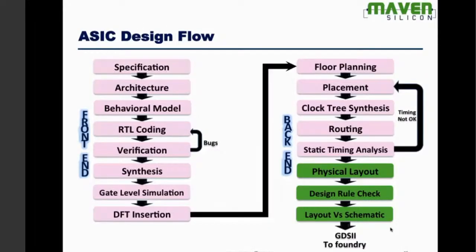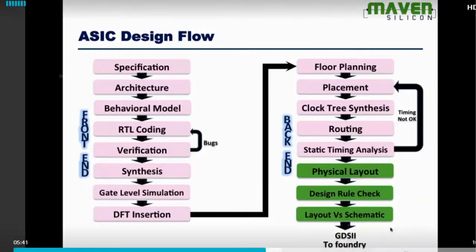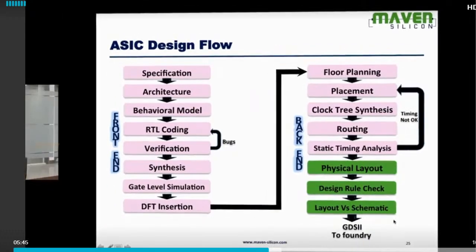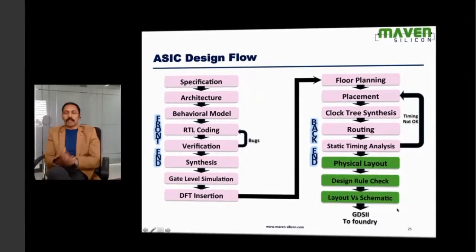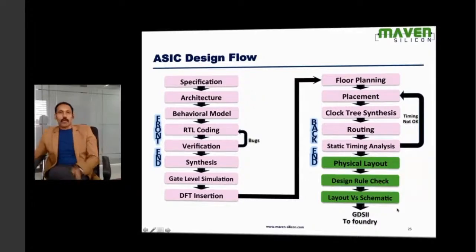So if there are any variations with respect to timing, then we might want to go back to placement. We have to rearrange the cells. We have to redo the clock tree synthesis, and we have to redo the routing and then take care of the timing. Still, if we are not able to meet the timing, then we have to go all the way back to architecture, and we need to make the changes primarily at the architecture level. Then everything has to be repeated. It's going to be very expensive. This is called respin. We have to really avoid this.